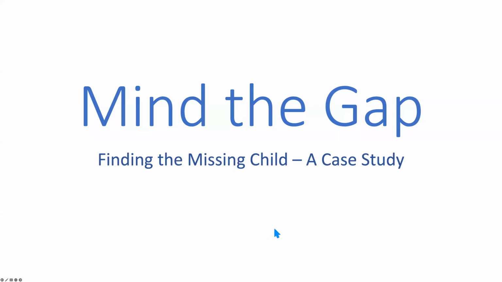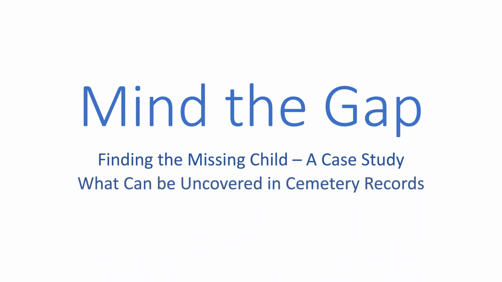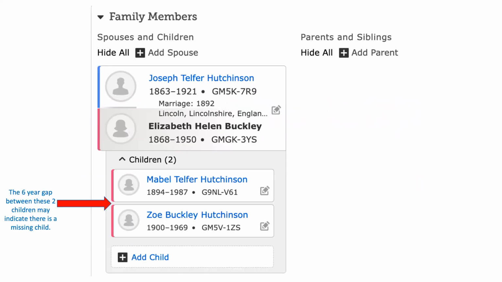Welcome to this presentation called Mind the Gap, Finding the Missing Child, a Case Study, or What Can Be Uncovered in Cemetery Records. Here is Joseph Telfer Hutchinson and his wife Elizabeth Helen Buckley, who were married in England in 1892, and they have two children, Mabel in 1894 and Zoe in 1900.